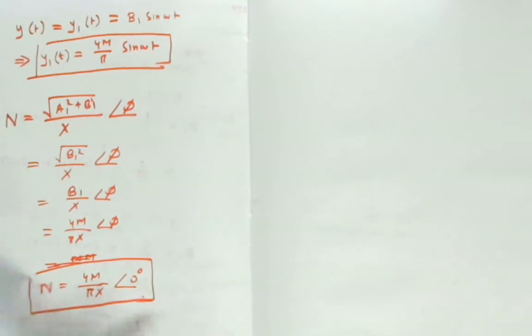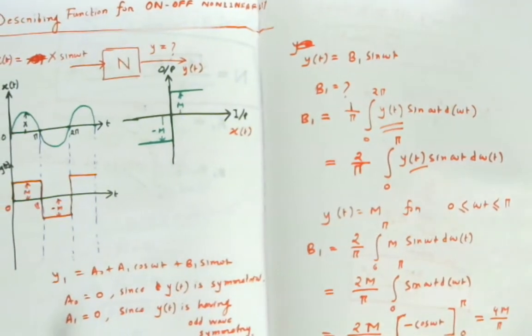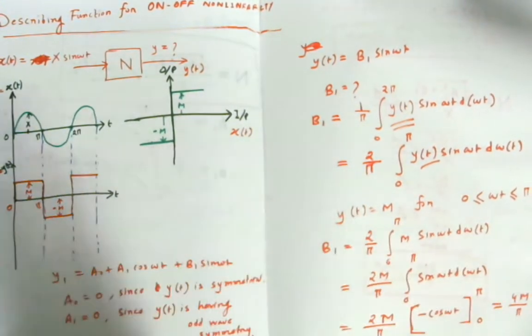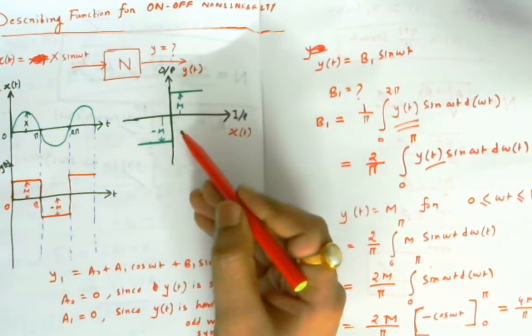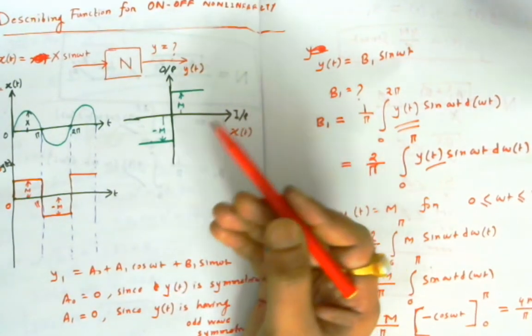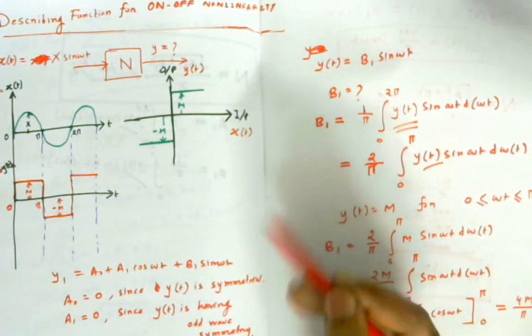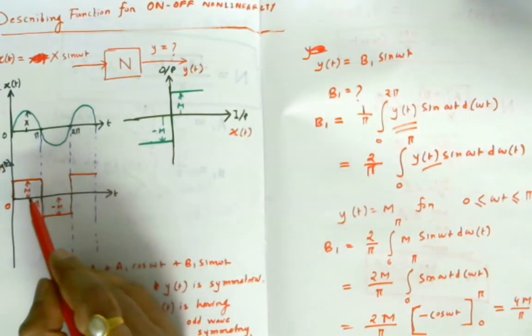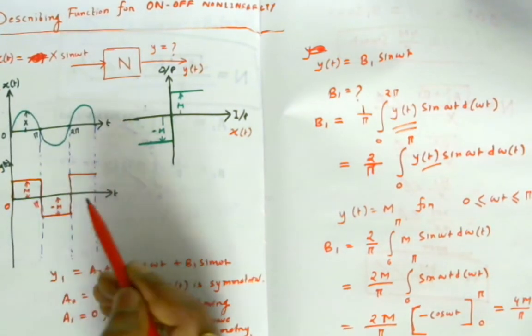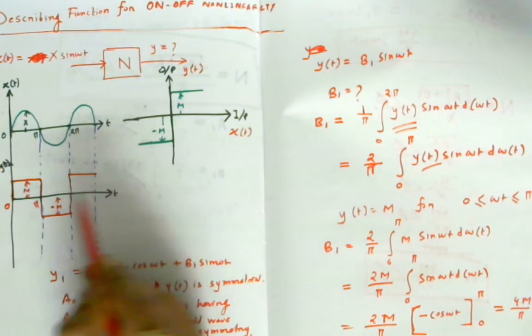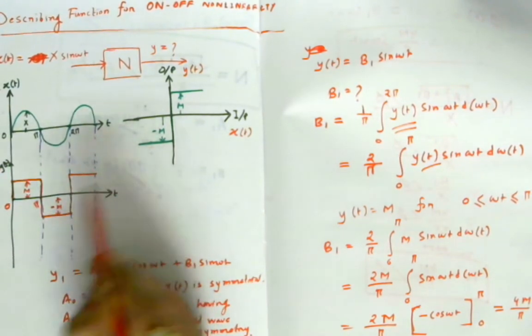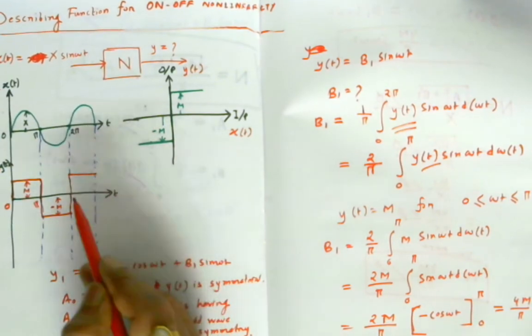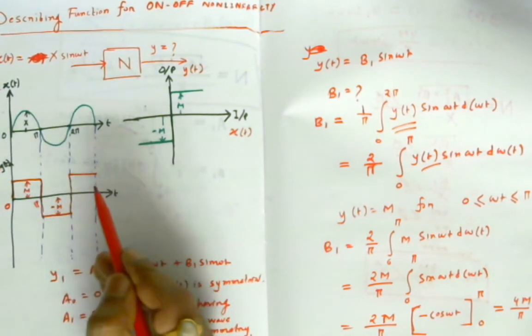And this is the way you can find the describing function for different types of nonlinearity, for different characteristic graphs, whether it is on-off with dead zone, or saturation, or hysteresis, or backlash. If you are able to find the output waveform, then you check whether it is symmetrical or not. If it is symmetrical, check whether it is odd wave symmetry or even wave symmetry. If it is odd wave symmetry, then a1 is 0. If it is even wave symmetry, then b1 is 0. If it is not symmetrical, then you have to find both a1 and b1.